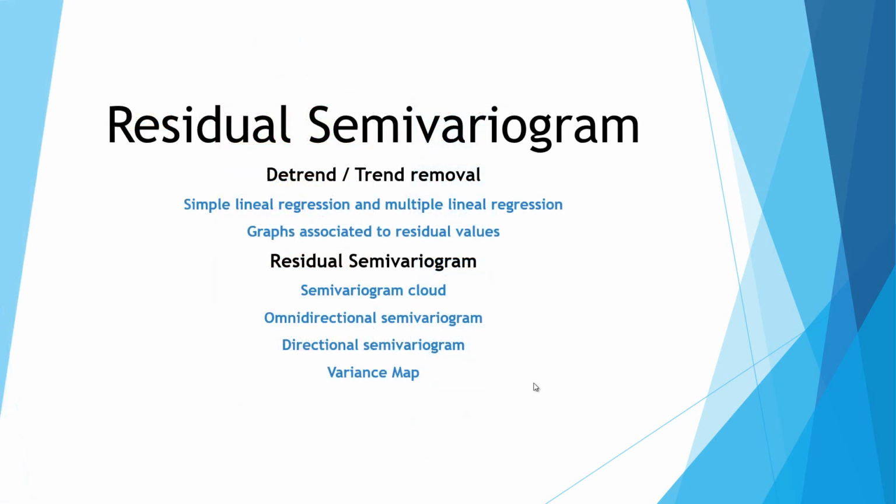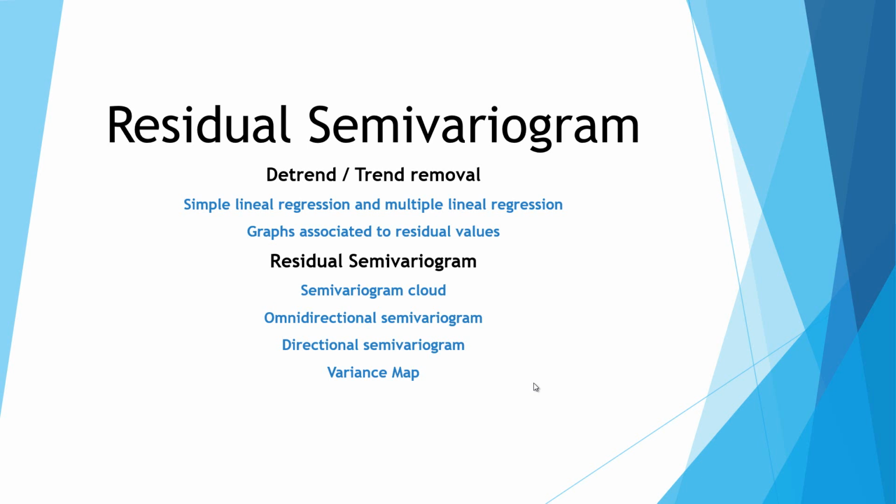This is the 6th video of the Geostatistical Analysis course, and today the main topic is the Residual Semivariogram and also how we can analyze the trend removal. However, at the beginning of the video, we are going to be talking a little bit about how we can calculate the directional semivariogram with ArcMap.